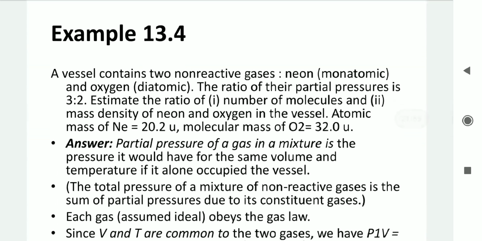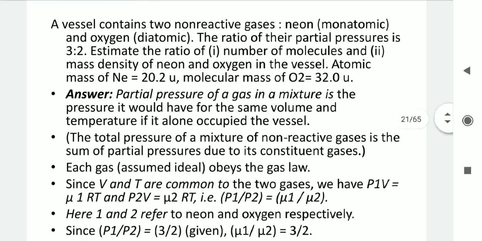Now, a vessel contains 2 non-reactive gases, neon and oxygen. The ratio of their partial pressures is 3:2. Estimate the ratio of number of molecules and mass density of neon and oxygen in the vessel. Here, the partial pressure of a gas in a mixture is the pressure that it would have for the same volume and temperature when occupying the vessel.